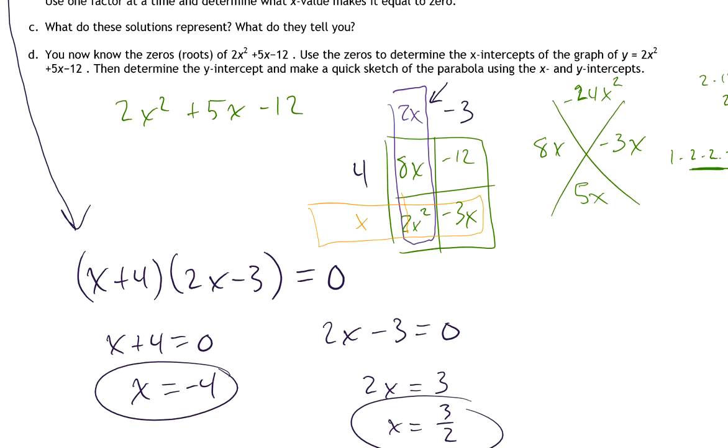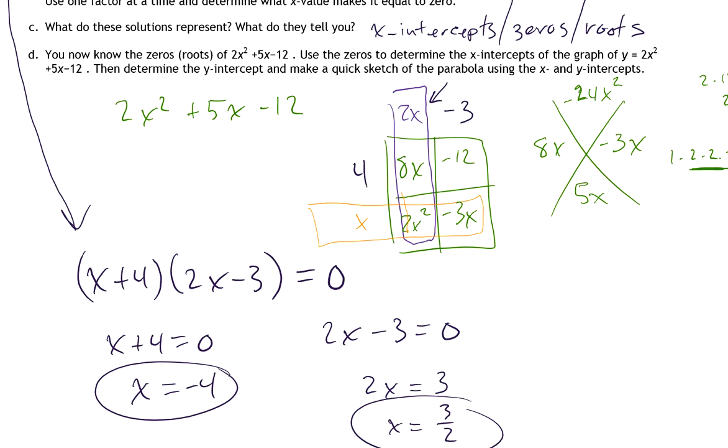It says, what do these solutions represent? What do they tell you? Well, these are x-intercepts, or you could call them zeros, or we could call them roots. But they basically are telling me where this parabola is crossing the x-axis. You now know the zeros, roots of 2x squared plus 5x minus 12.